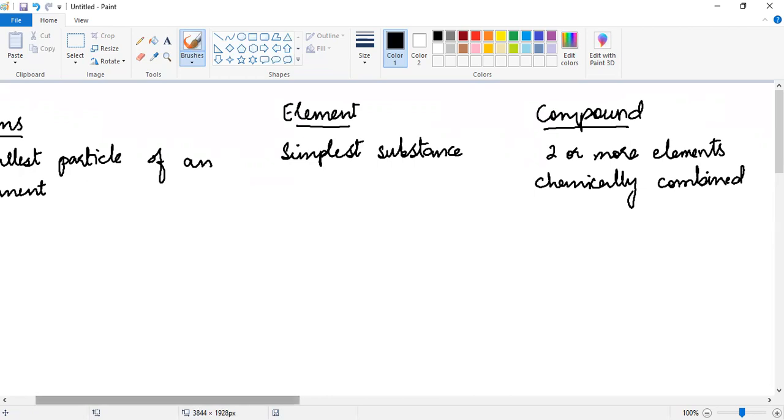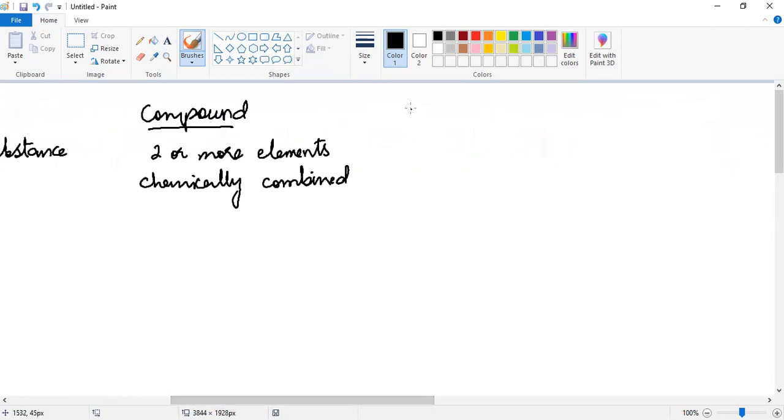And one more definition that comes into account over here is that of the molecule. So what is a molecule? A molecule is two or more atoms combined together, bonded together. So we know that many of the compounds that are formed are made up of molecules.